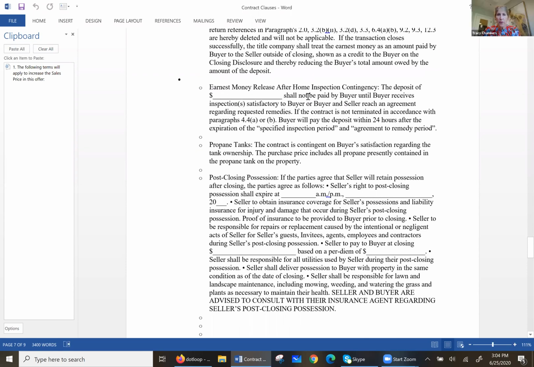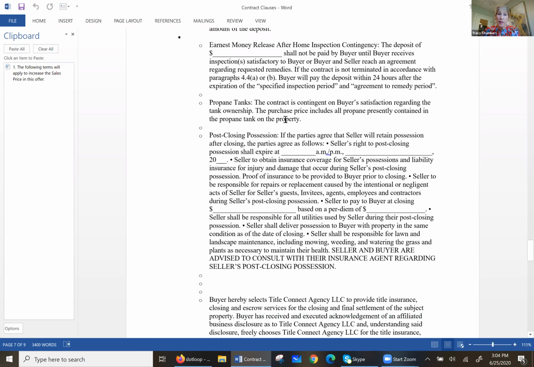This is earnest money after home. Oh, we have this in the purchase contract now. I should have deleted that. We don't need that. Propane tanks. So if you sell in the country, guess what? Propane tanks and propane can be very, very expensive. So this contract is contingent on buyer satisfaction regarding the tank ownership. Many of them are leased, so you have to figure that out. The purchase price includes all propane presently contained in the propane tank, because some people will have the tanks drained and your buyers get there, it's dead of winter, they turn on their heater and there's nothing there because the seller took all the propane in the tank. Not good.